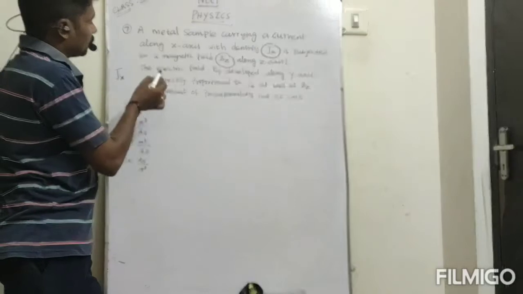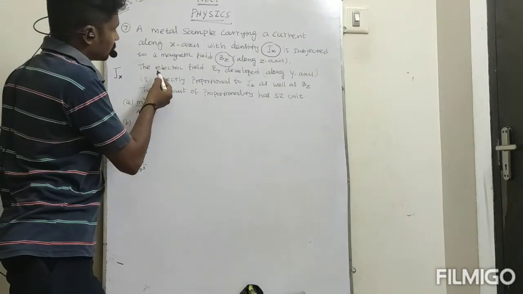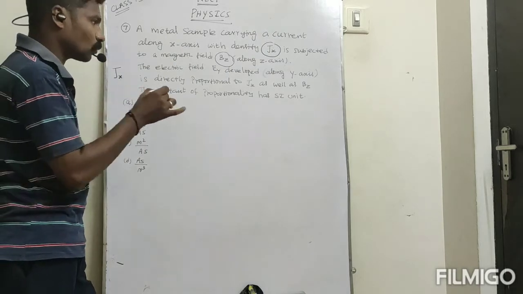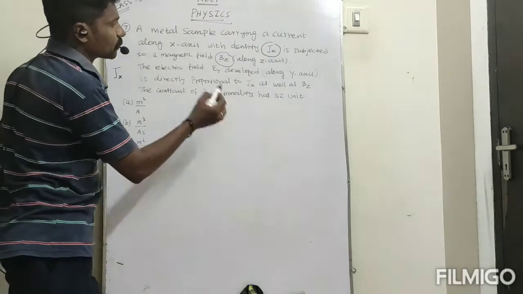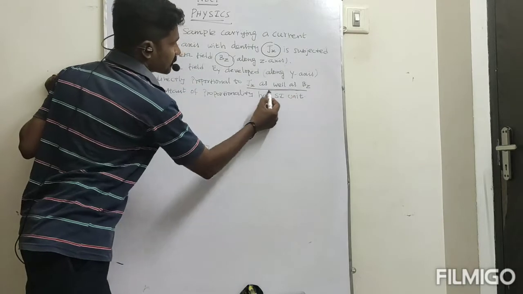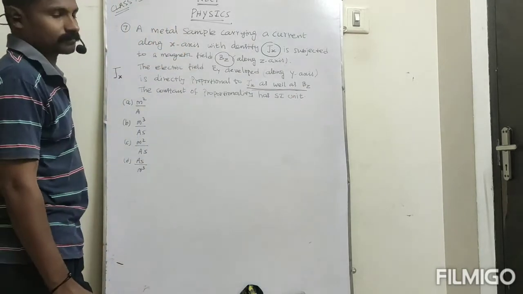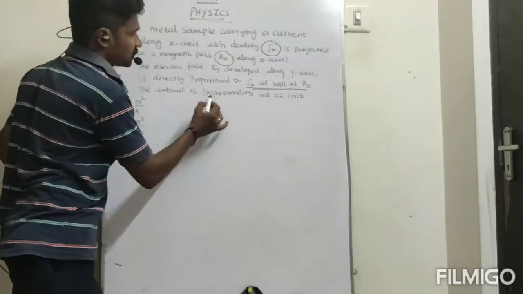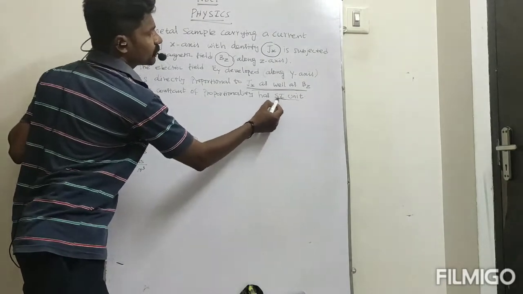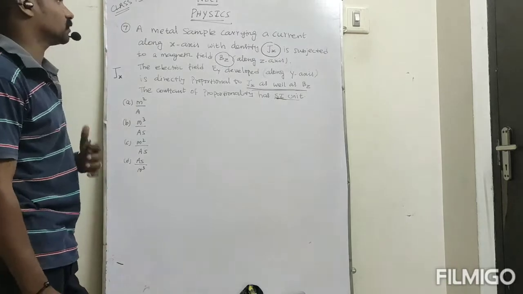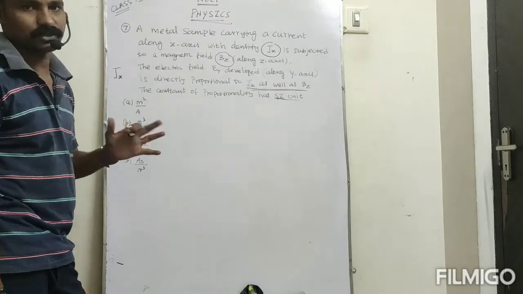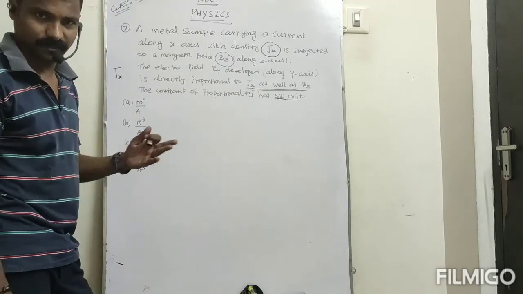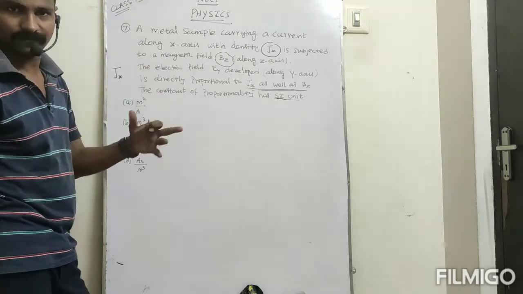Now they are asking: the electric field Ey developed along the y-axis is directly proportional to Jx as well as Bz, the current density as well as the magnetic field. So we can get some constant, and the SI unit of that constant is being asked. It is purely related to the plus 2 syllabus. Anyhow, we are finding the unit and measurement, but the concept is from plus 2.